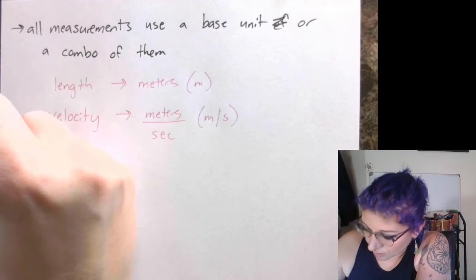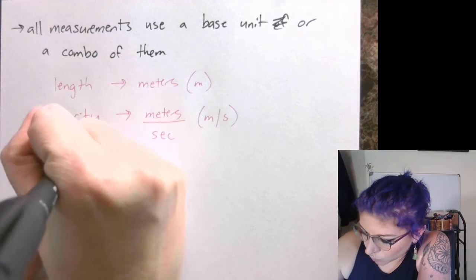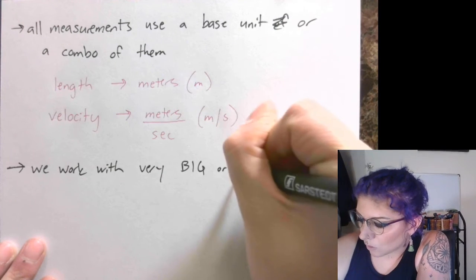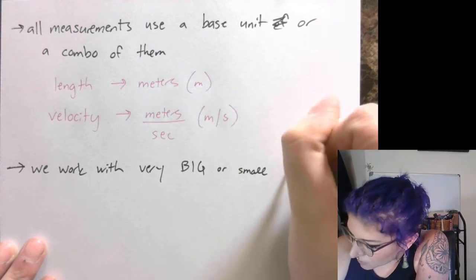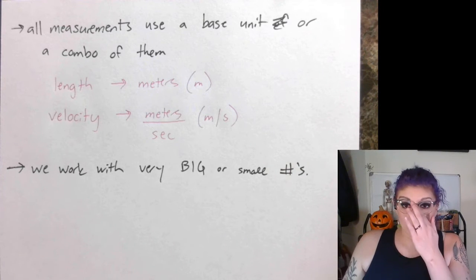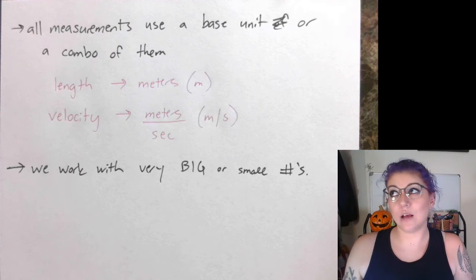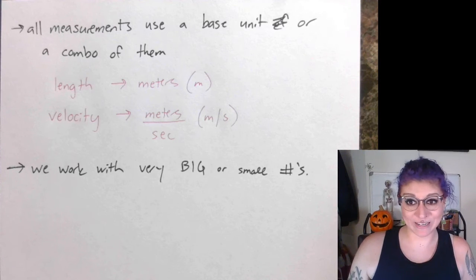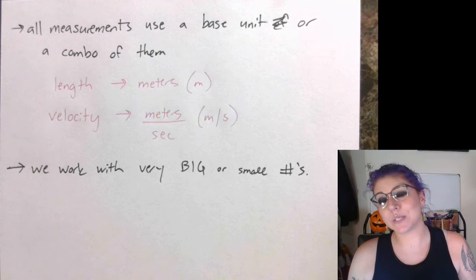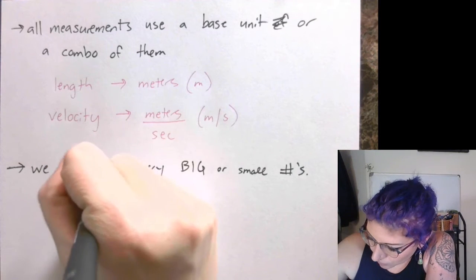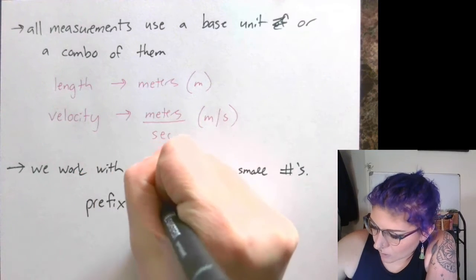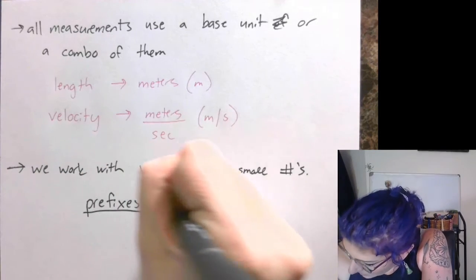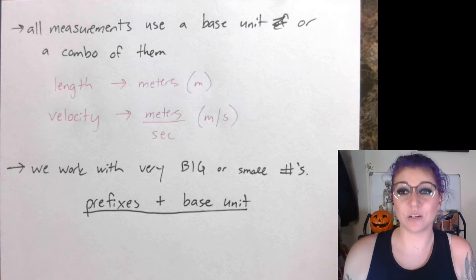Additionally, sometimes we work with very big or small numbers. Just like we looked at that example of the width of the universe, we don't want to write that all out every time. We can actually use a combination of prefixes plus a base unit to write out these bigger or smaller numbers in a more convenient way.